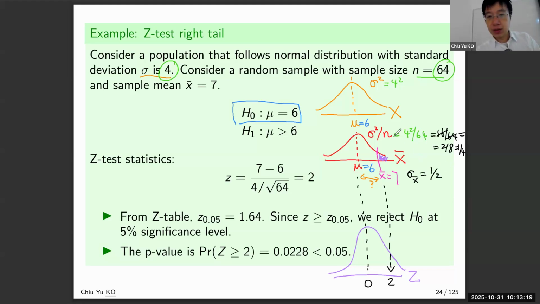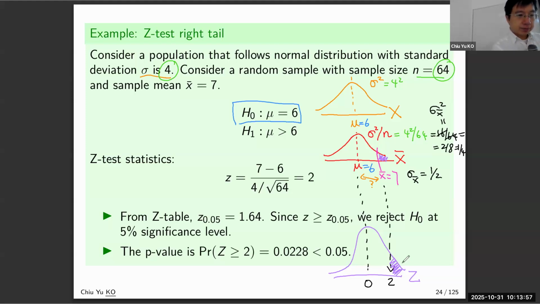Okay, because this is sigma bar squared, right? You take the square root of 1/4, which is 1/2. So the distance means that it is 2 SD from the mean, right? And you want to calculate this area. Remember, if this area is less than 5%, then you reject, because it's far away enough.